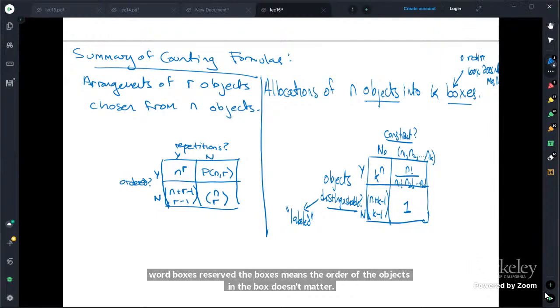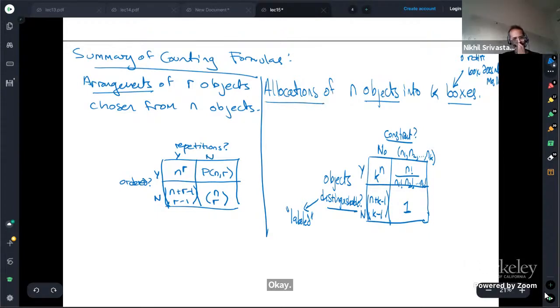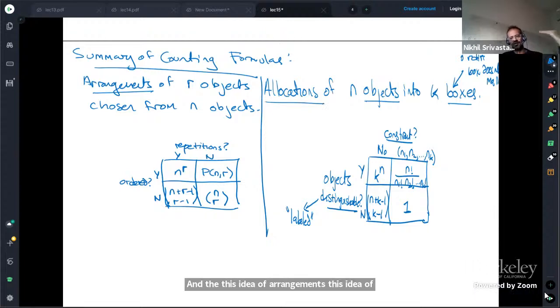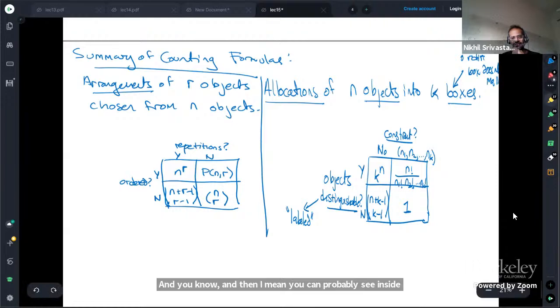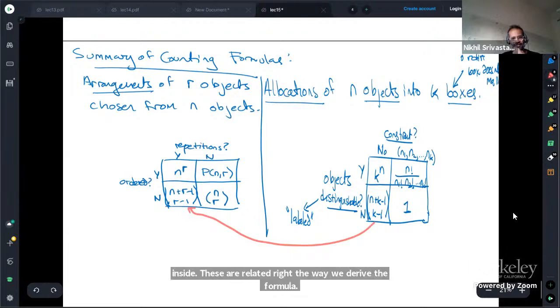Okay. And this side you have arrangements, this side you have allocations. Arrangements means you're putting them in a sequence. Either the order matters or doesn't matter. Whereas the right-hand side is a more nuanced way of saying, the order doesn't matter inside the boxes, but the boxes are distinguishable. So, yeah. And you can probably see, in fact, these are related, right? The way we derived this formula was by turning it into a problem about putting objects into boxes.